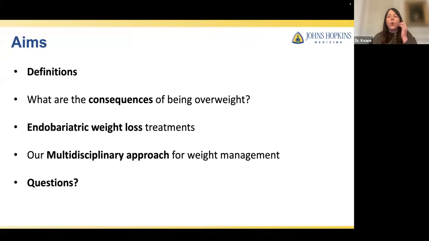And I'm going to start by talking about some definitions that we use around endobariatrics and obesity, just so that when you come to your first clinic appointments, you can really understand everything we're talking about in lots of detail. I want to talk to you about why we do this. What are the consequences of being overweight, and what are the benefits of maintaining a good, healthy weight long term? What endobariatric weight loss treatments do we offer? I'm going to go through them in detail.